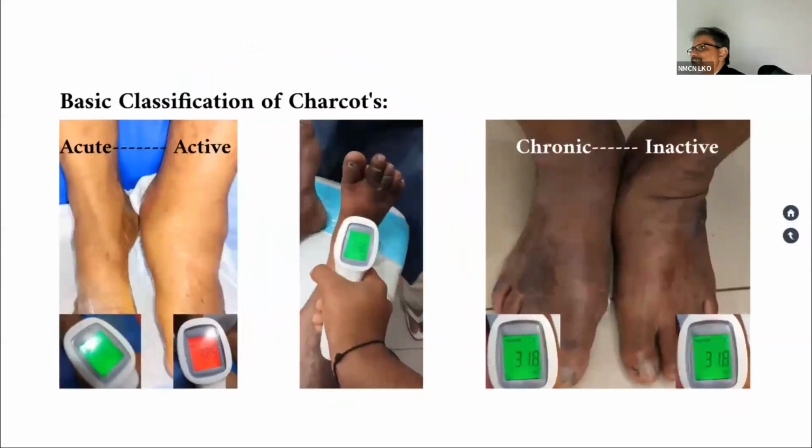This is the basic classification: acute and chronic. In acute, active Charcot, I have given you the temperature with a thermometer, where there is clearly a 2-degree difference in one of the limbs. On the left side you can see a swollen foot, and it is hot. On the other side, chronic inactive, both limb temperatures are the same, but there is a deformity.